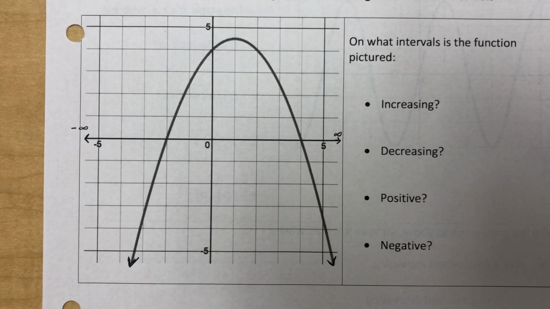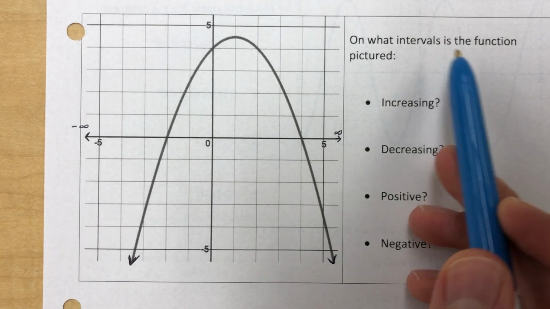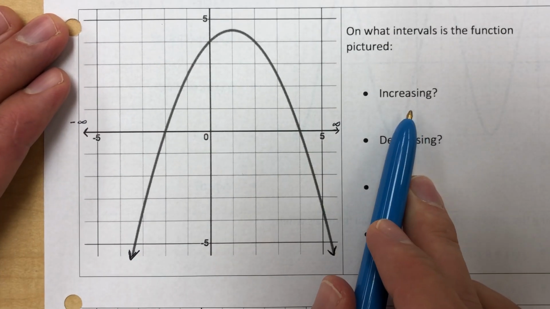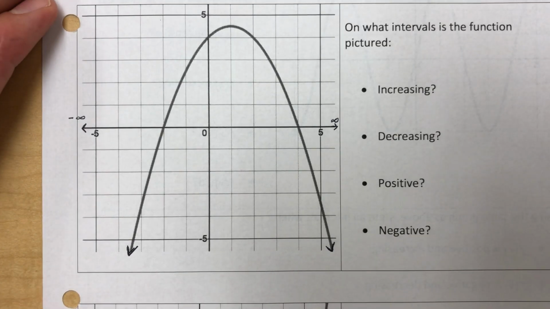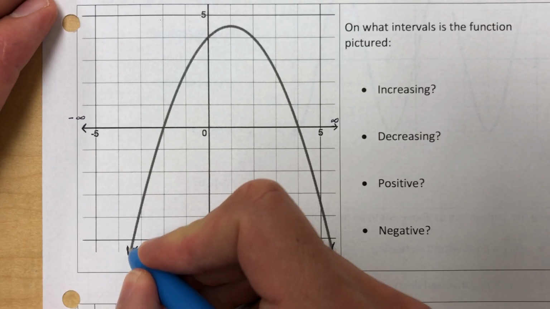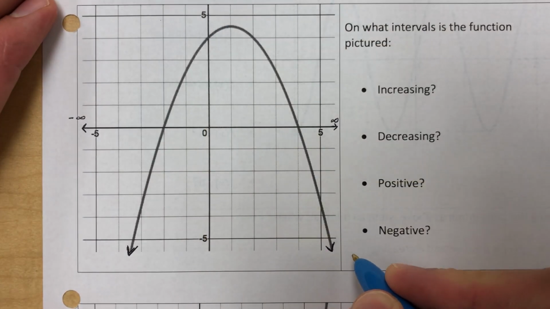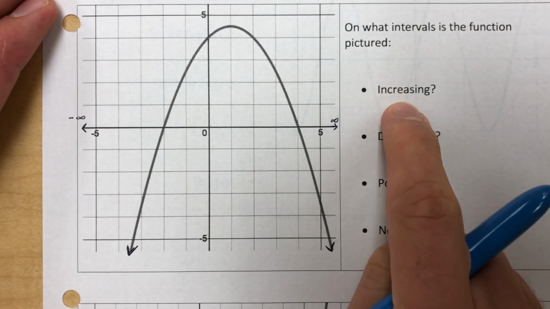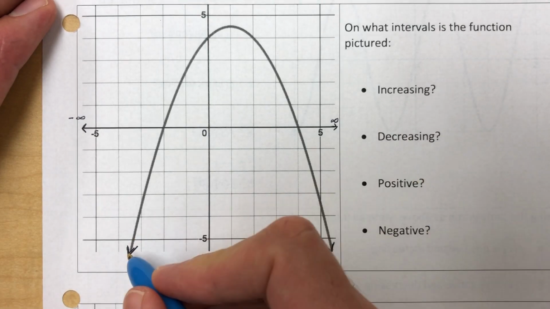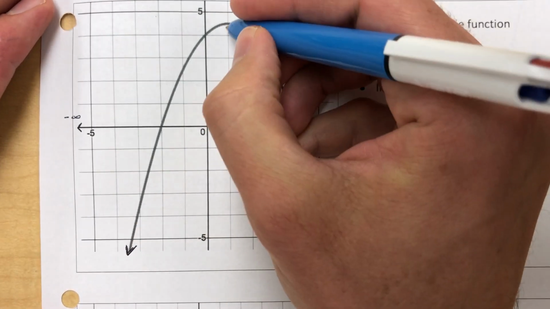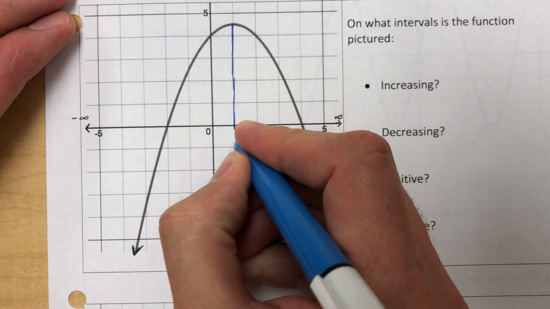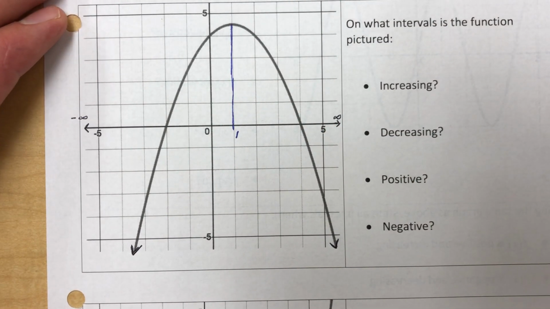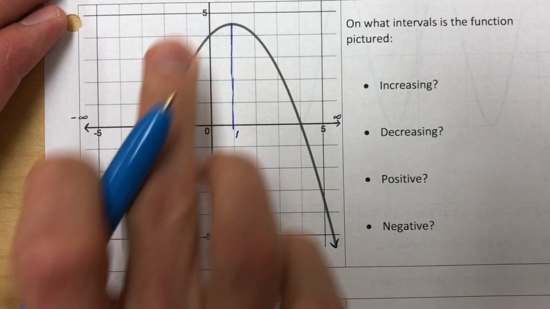So here goes. I want to see where this function on this picture is increasing. If I was to trace this with my pencil or pen, where would the function be going up? If this was a roller coaster, you'd go up, then you'd go down. It's increasing here, all the way until we get to this x value right there, which is the x value of 1. So from here to here, it's increasing.